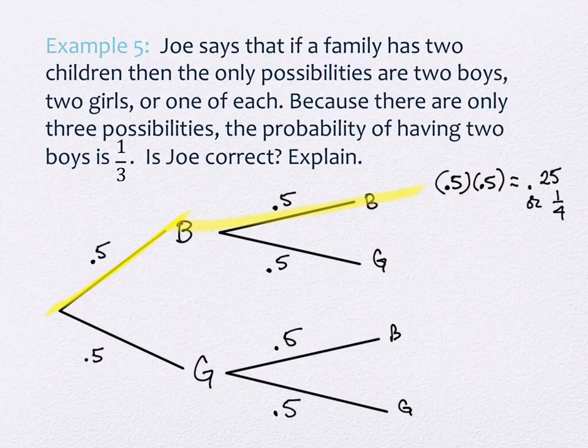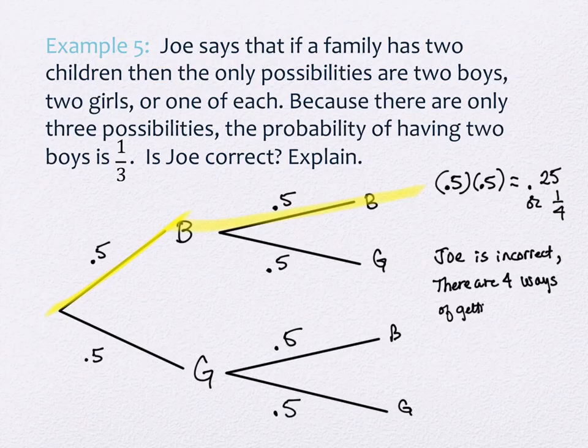So as we're taking a look at this, we want to let Joe know that Joe is incorrect. And there's lots of things you could say, but I think we're going to point out that there are 4 ways of getting 2 children. Getting 2 children, that sounds funny, but we'll go with it. Of having 2 children.